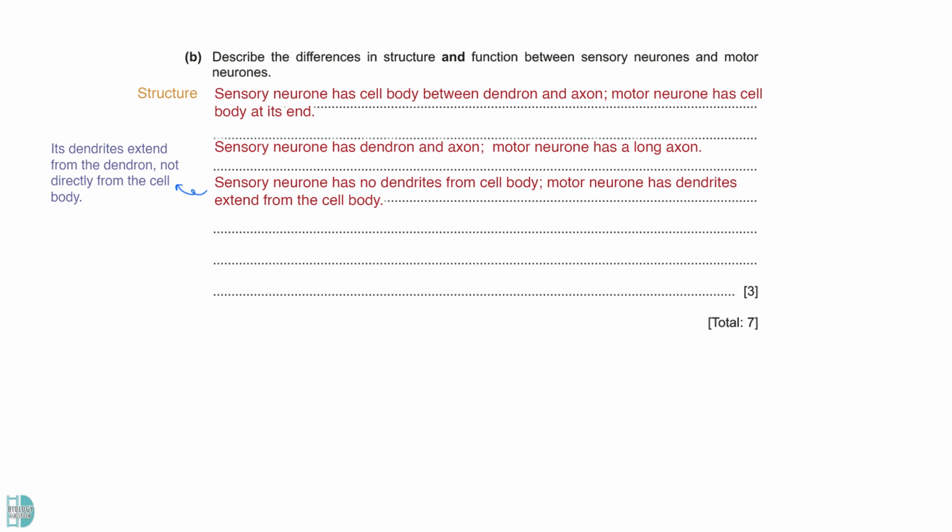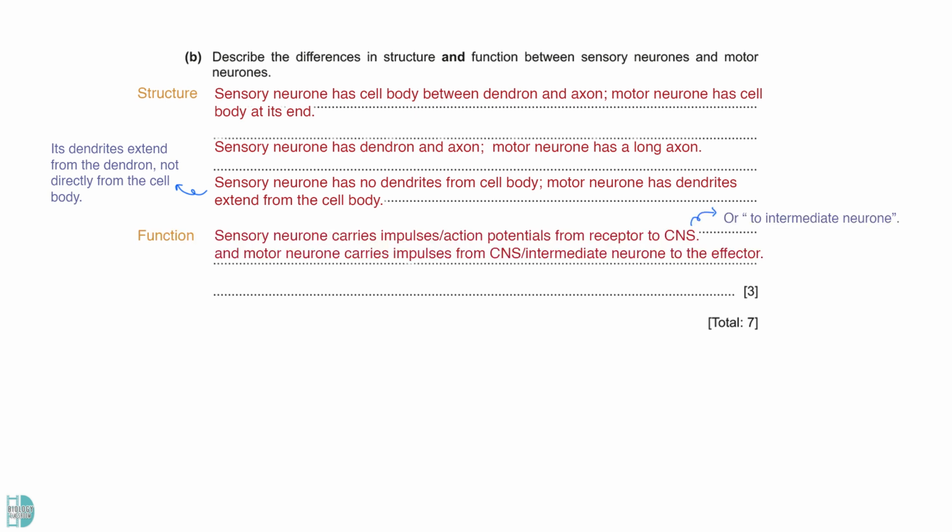Now the function. Sensory neurons carry impulses or action potentials from the receptor to the intermediate neurons in the central nervous system. Motor neurons carry impulses from the CNS or intermediate neurons to the effector. Note that you should not refer to impulses as messages or signals.